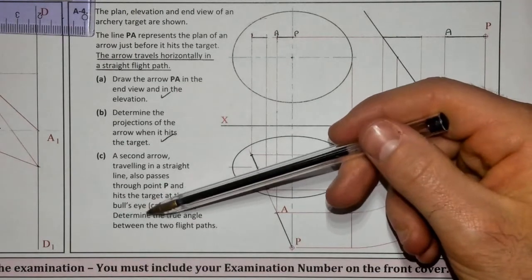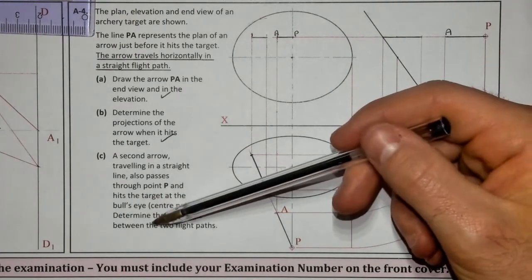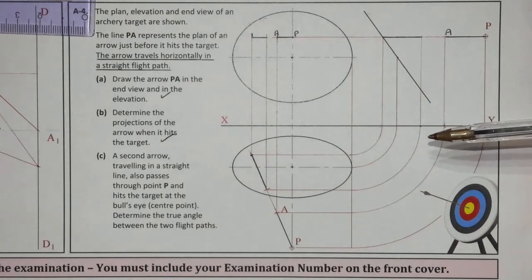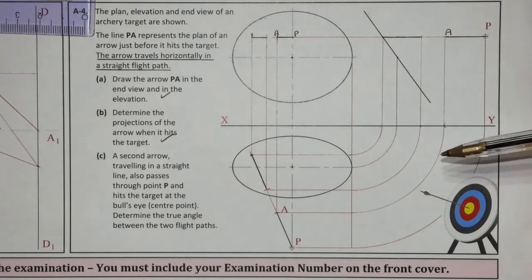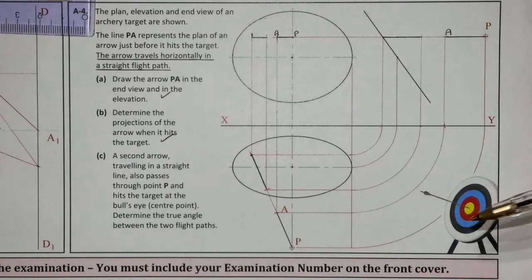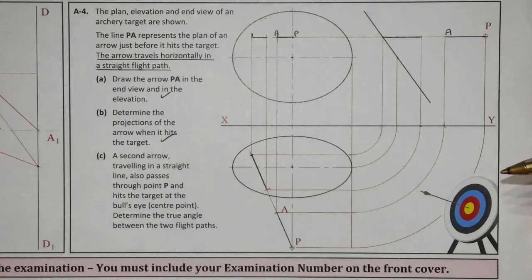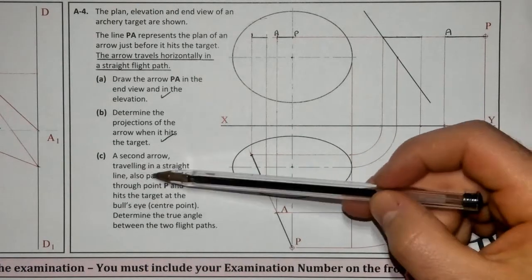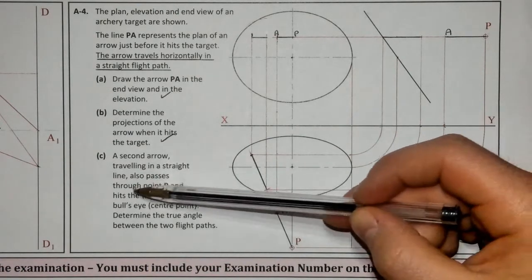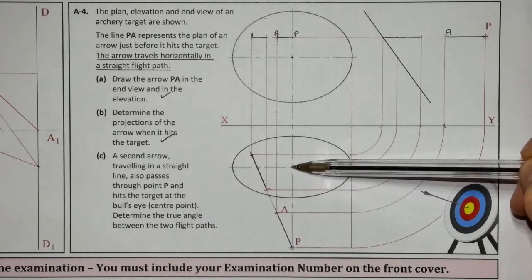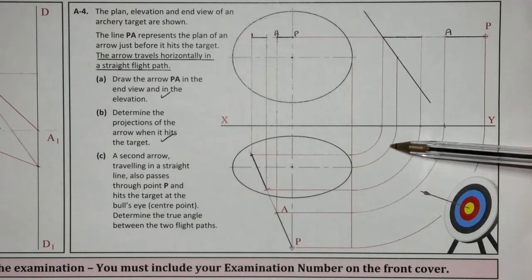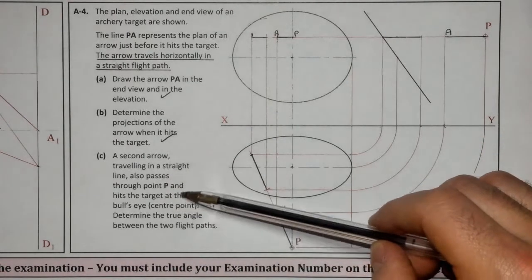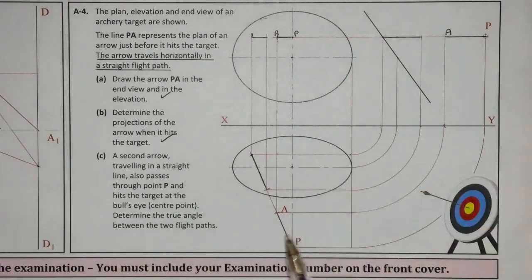And then it says determine the true angle between the two flight paths. I'm just thinking two flight paths, two lines, planes. Just trying to work this out in my head, guys, sorry. So I'm going to read it again. A second arrow travelling in a straight line also passes through point P and hits the target at the bullseye, which is the center point. Have we got the center point in our end elevation? Yes, right here. And determine the true angle between the two flight paths.